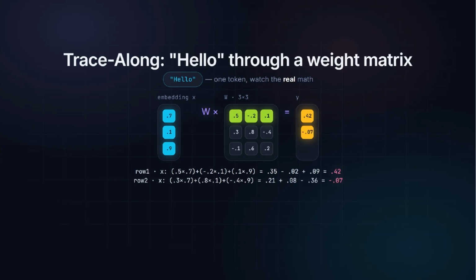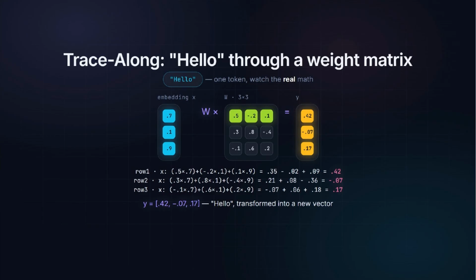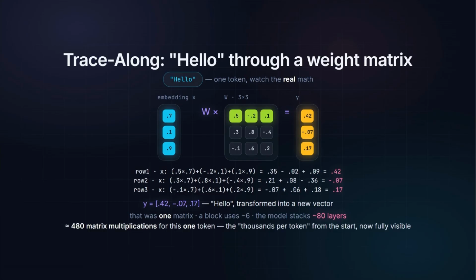Row 2, 0.21 plus 0.08 minus 0.36, that comes to minus 0.07. Row 3, minus 0.07 plus 0.06 plus 0.18, 0.17. Stack those three results and hello is now a brand new vector, 0.42, minus 0.07, 0.17. And that was just one matrix. A single transformer block uses around 6 of them, and the model stacks roughly 80 layers. So that's on the order of 480 matrix multiplications for this one token. The thousands per token from the opening, now fully visible, every multiply accounted for.